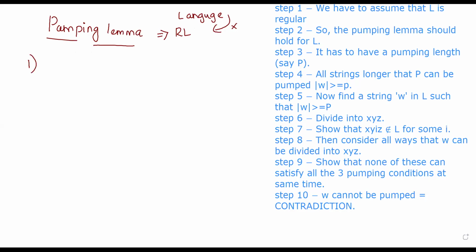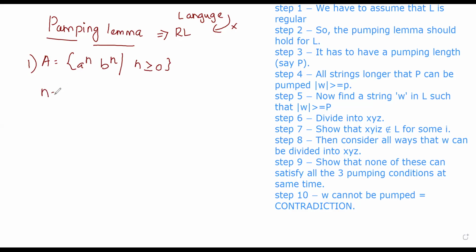So the example is L = {a^n b^n | n >= 0}. This is the language given. Theoretically, if you see this, I hope I told this in the first class on regular expressions and regular languages. Here it is a^n and b^n.